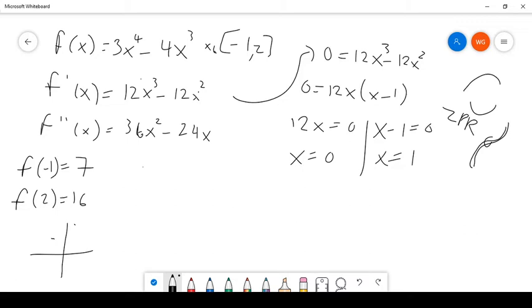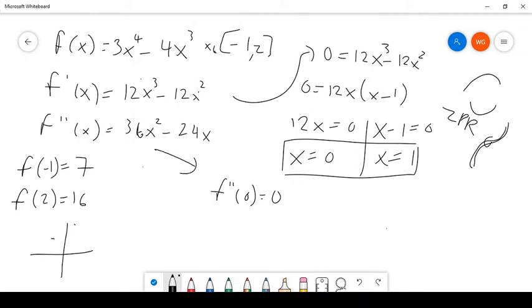Now we're going to do a second derivative test, and I'm going to take these two values and plug them into the second derivative. So f double prime of 0 turns out to be 0. That means that when x is equal to 0, the graph is neither concave up nor concave down. The only other possibility is that the graph just flattens out but doesn't change concavity, which means we have a point of inflection, or POI. So this is not going to show up as a maximum or minimum in our graph.